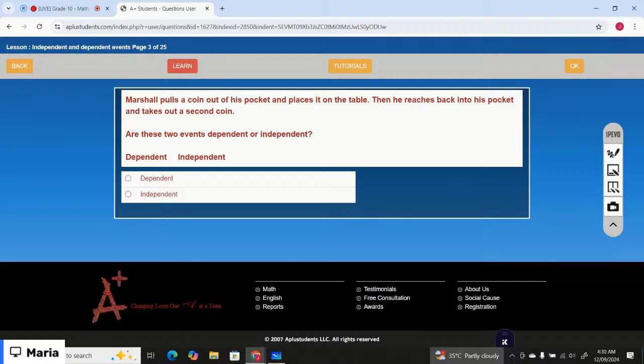The correct option is dependent events, right? The correct option is dependent.